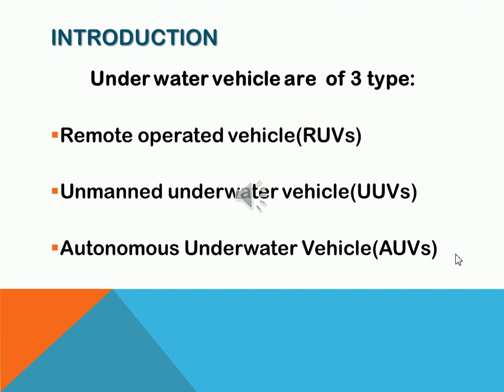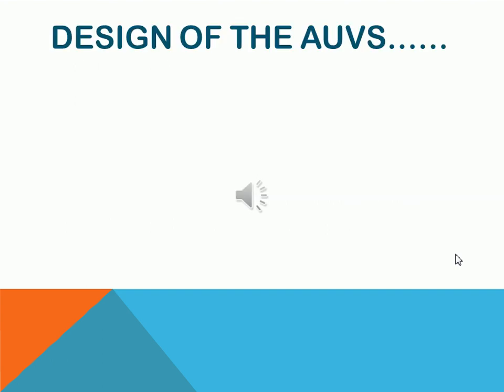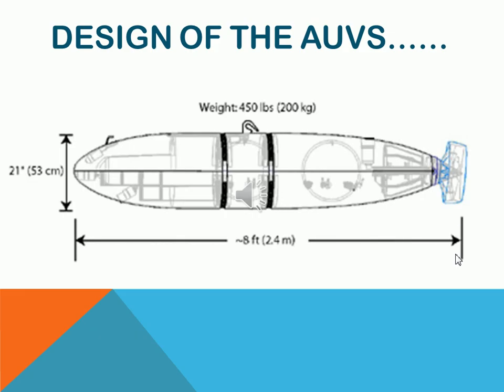There are three types of underwater vehicle: remotely operated vehicle, unmanned underwater vehicle, and autonomous underwater vehicle. An autonomous underwater vehicle travels underwater without input from an outside operator. This is the design of the autonomous underwater vehicle. It is approximately 8 feet long, 53 centimeters in diameter, and 450 pounds in weight.